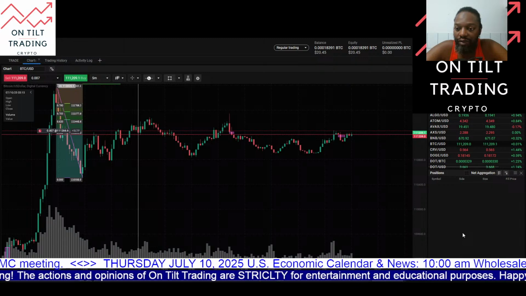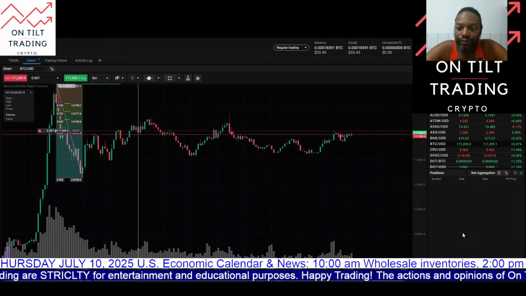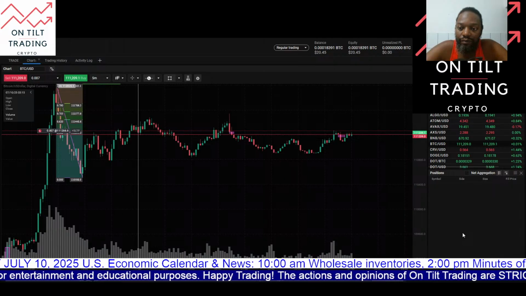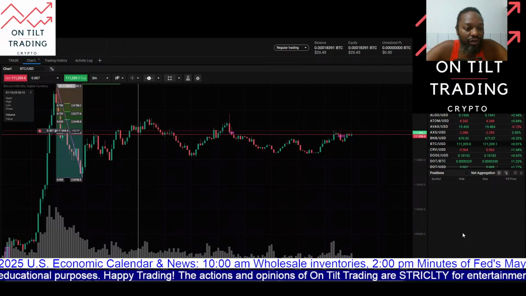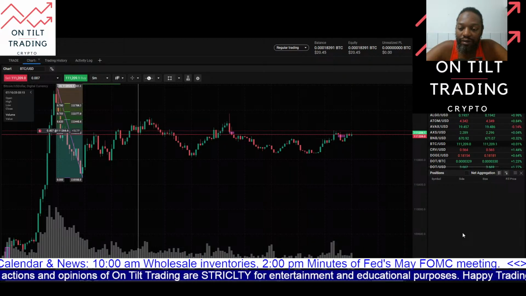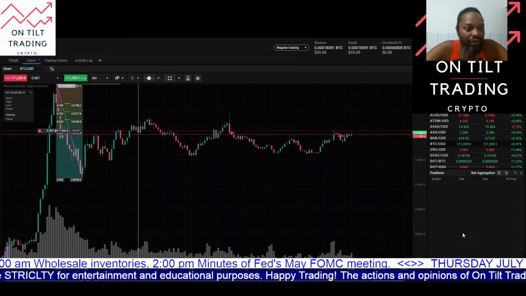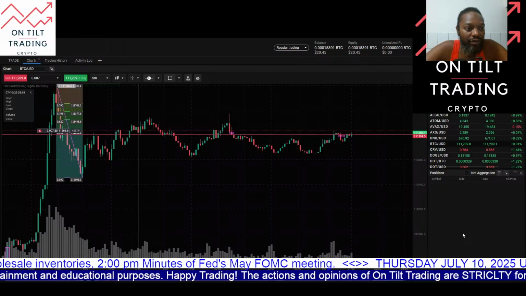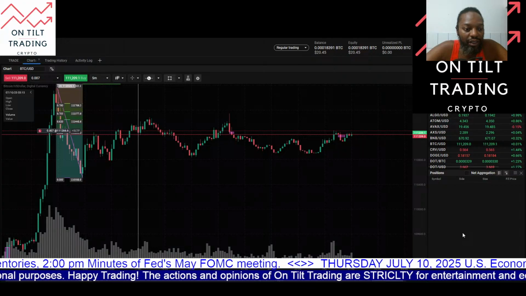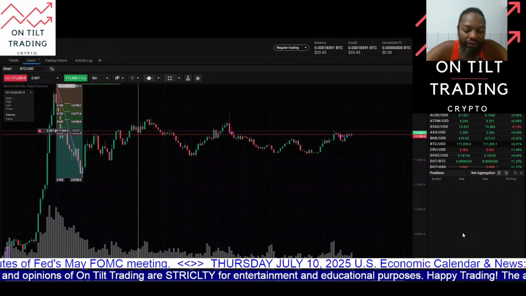Price holding here at 111,209. Limit entry 111,266.6. And stop loss 112,025.3 and take profit 110,508.